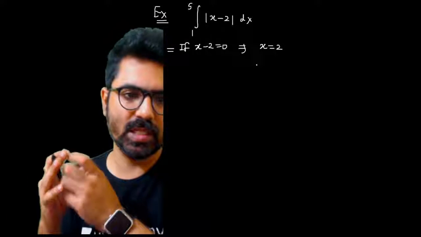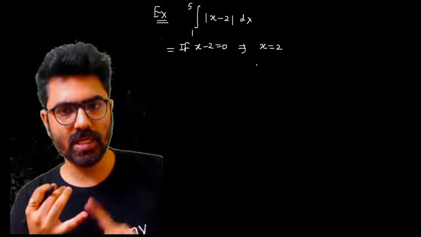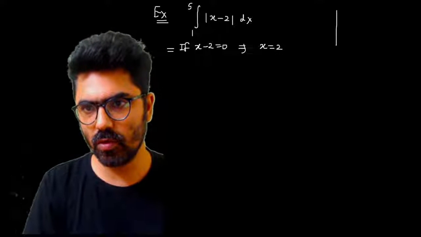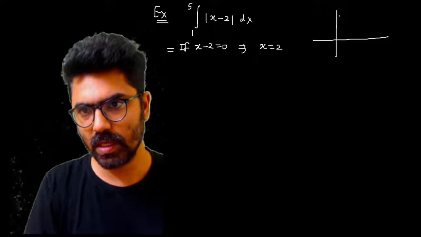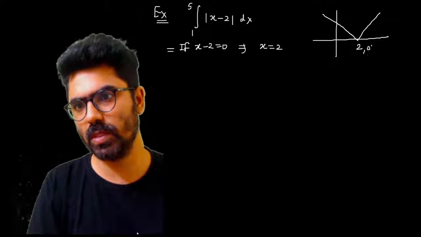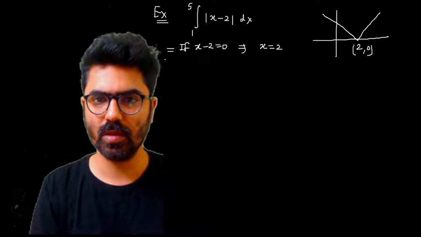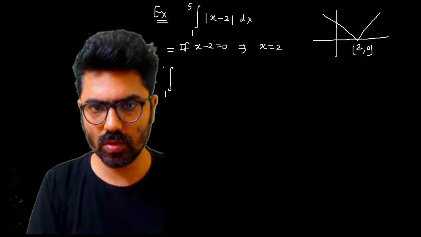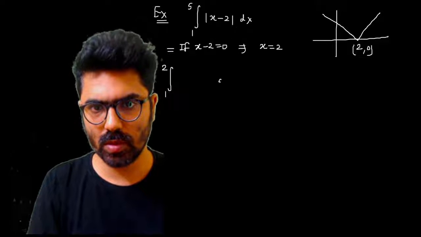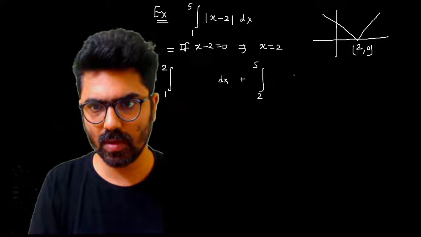It means mod changes its behavior where the value inside mod becomes 0. For example, if you know the graph of mod x minus 2, it is something like this. It will become a v shape at 2 comma 0. Okay, so the first branch is different and the second branch is different. So you have to break the function at x equal to 2: integral from 1 to 2 dx plus from 2 to 5 dx.